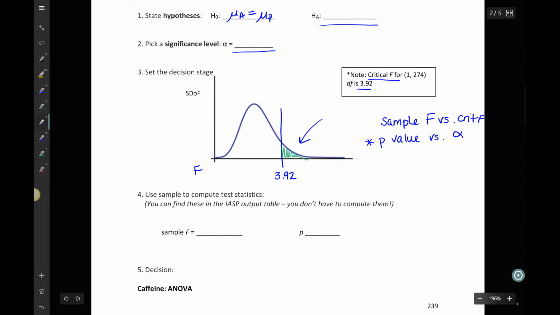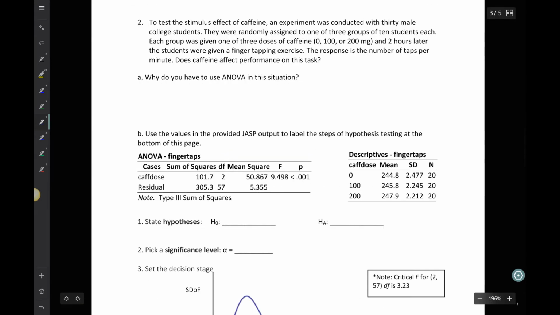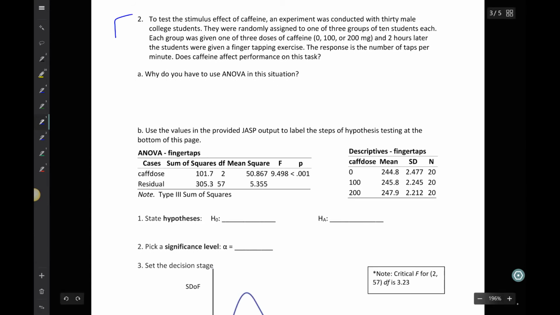And then once you've gone through and made your decision, there's another example that is very similar. I want you to read this description. We're looking at the effects of caffeine on a finger tapping exercise among 30 male college students. The male college students were randomly assigned.